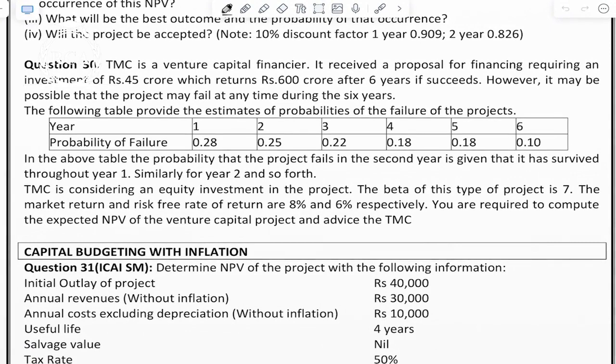Yes, beta. They've given us probabilities. You will get only one cash flow, that too at the end of the 6th year, if the project succeeds.